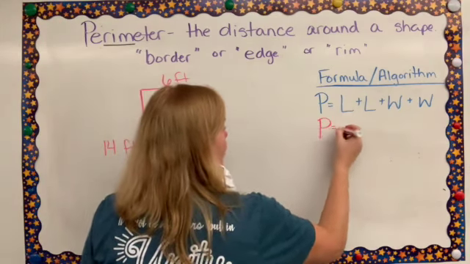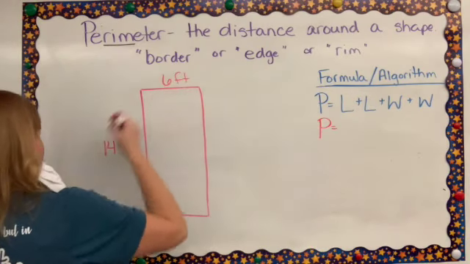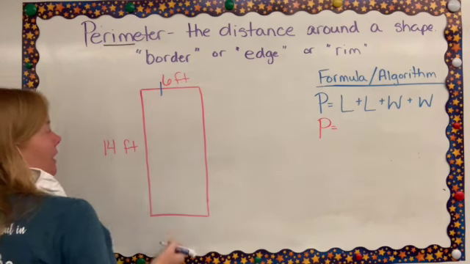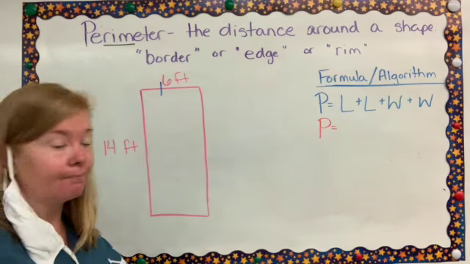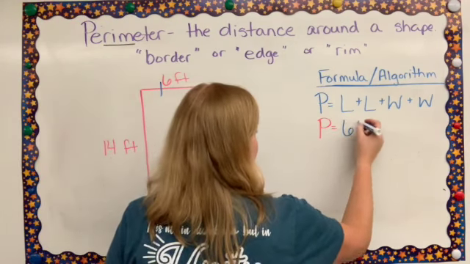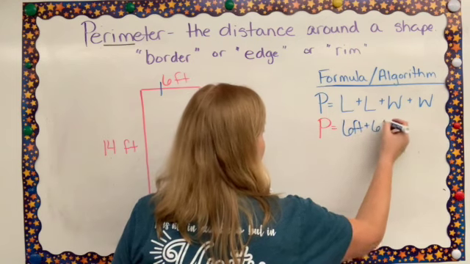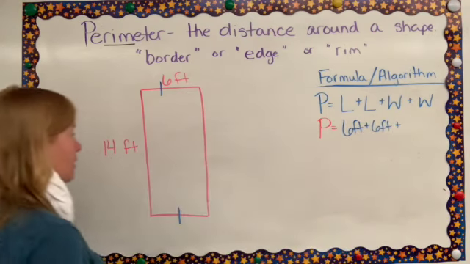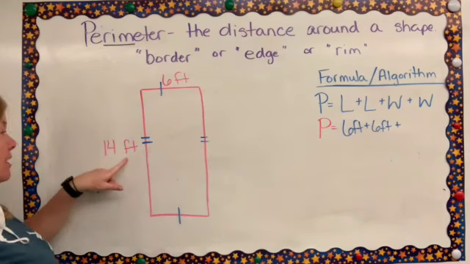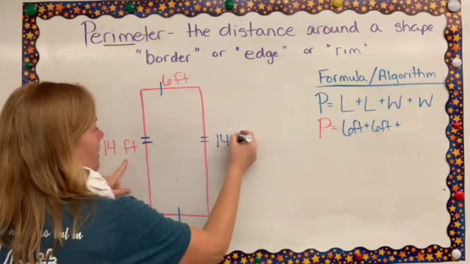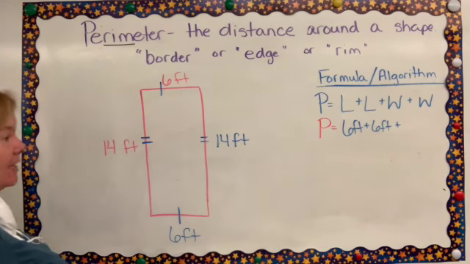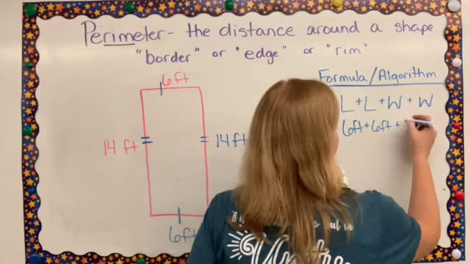So my perimeter is 6 foot. This one equals which other side? Yep, down there. So my length is 6 foot plus 6 foot plus my width. Those two are equivalent. So if this one is 14, then this one is 14. If that one was 6, then this one was 6. So 14 and 14.